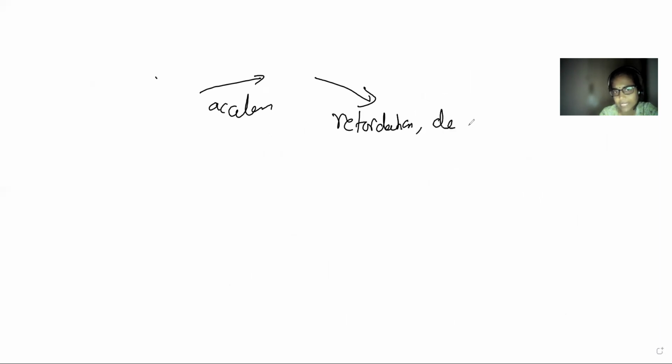Right? And suppose the speed is increasing. If the speed is increasing, that is what we call acceleration. Suppose the speed is decreasing, that is also called retardation, or it is called deacceleration.